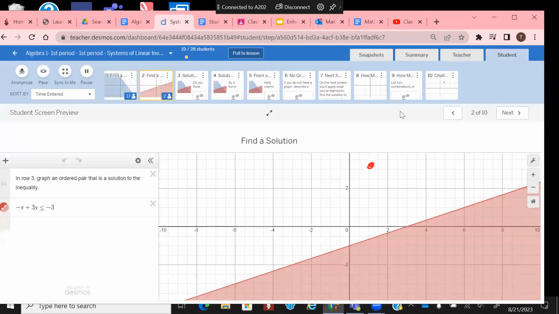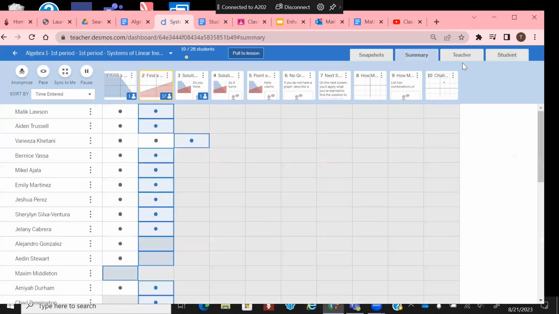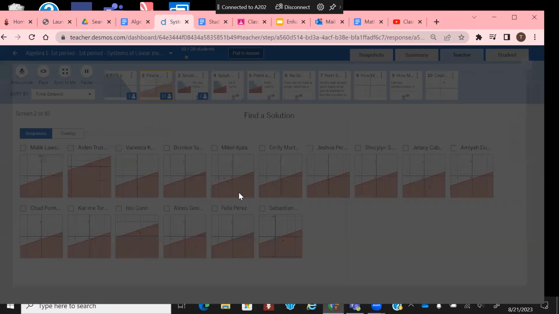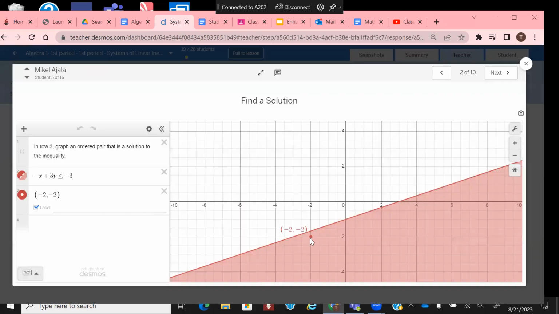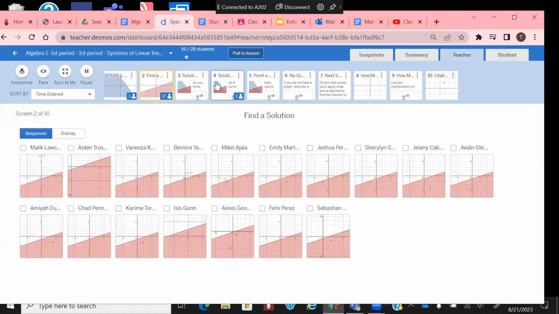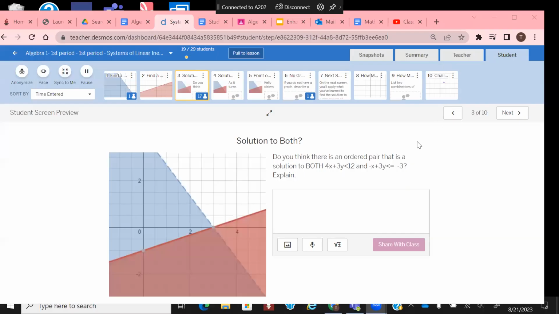Go ahead and take a look at slide number 2. Go ahead and find a solution for that one. All right. So on this one, some people said, Mikkel said -2, -2. Would that work? Yeah. What about 0, -1? That would work. Go ahead and go to slide number 3. All right. So do you think that there's an ordered pair that is a solution of both that inequality and the other inequality? Yes. Why?